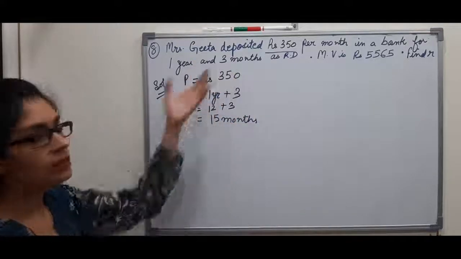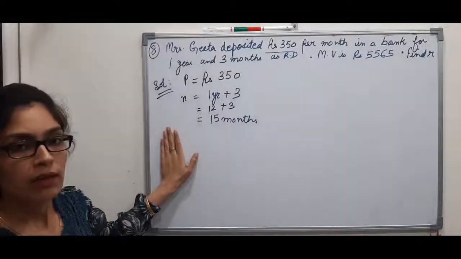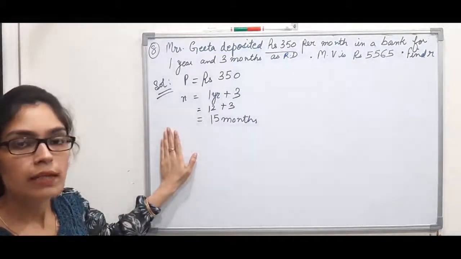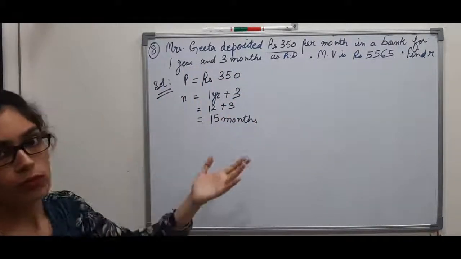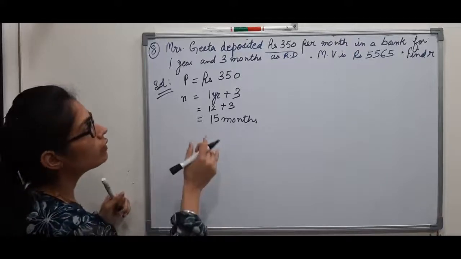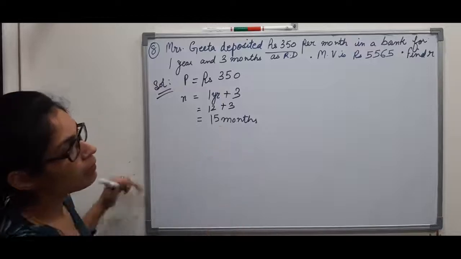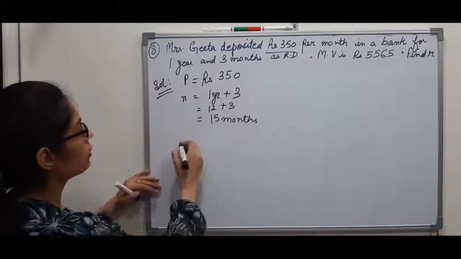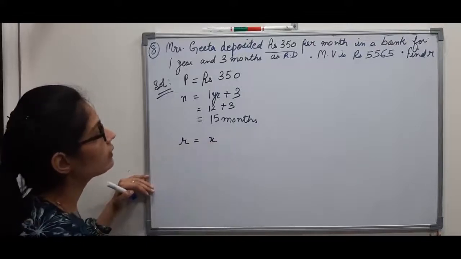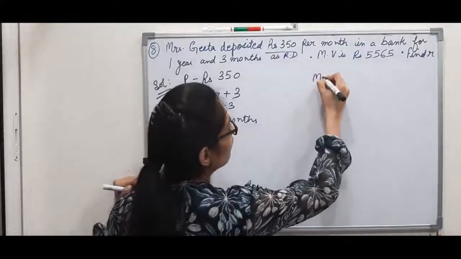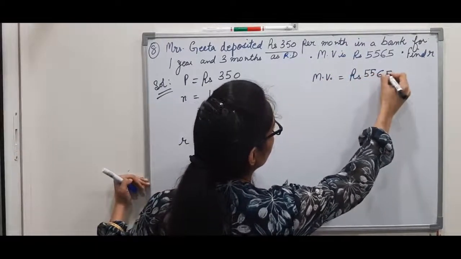See, these type of things are just given to confuse you. Time, I know every time I have to take in months, not in years. They are doing it to confuse you. Don't get confused and read the things carefully. Now again they want you to calculate the rate of interest. So R we have to find, which means I will assume R as X, and maturity value is given, rupees 5565.